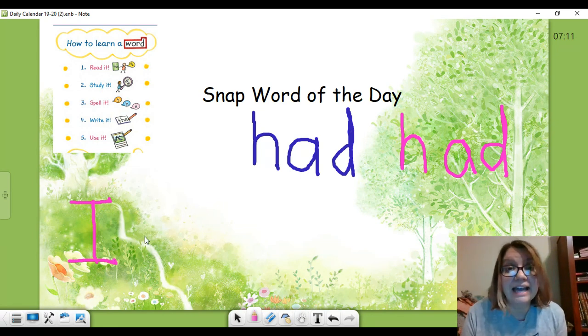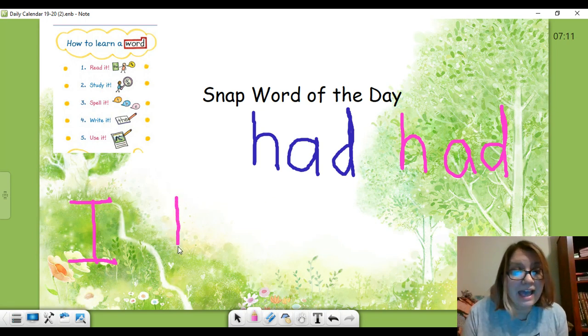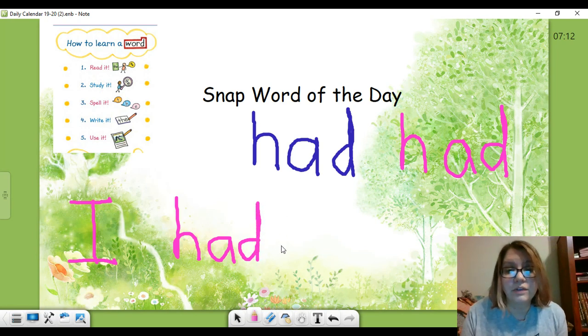That's our snap word of the day. Let's try to write it in a snap. I had. All right. Then another finger space. I had, what was the next word? A, that's right. And it's a lowercase a. I had a, what did we say I had?